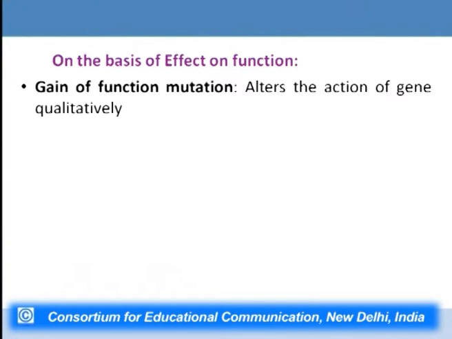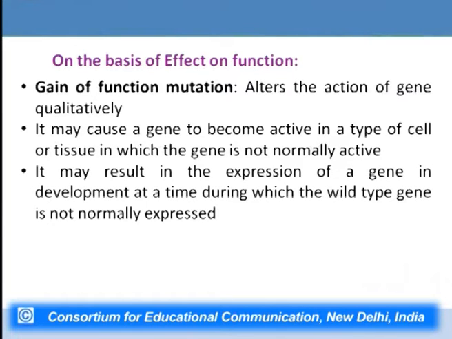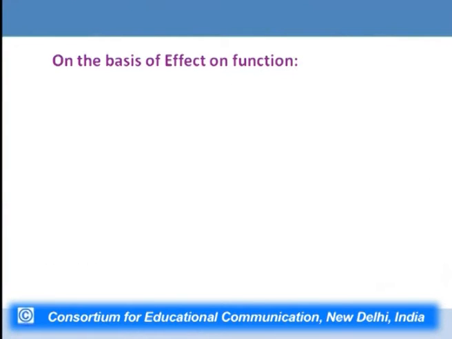Another category is gain of function mutation, which is basically an alteration in the action of the gene qualitatively. It may cause a gene to become active in a type of cell or tissue in which the gene is not normally active. It may result in the expression of a gene in development at a time during which the wild type gene is not normally expressed. So these are gain of function mutations, and Muller's term for these mutations was neomorphic mutations.